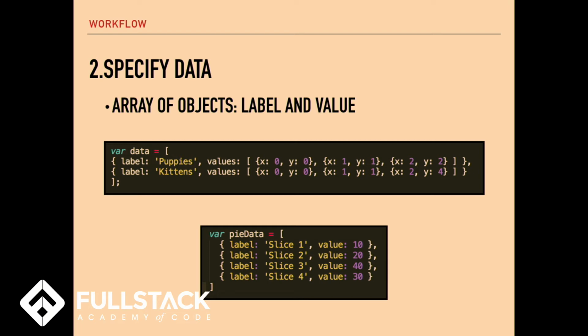In the second option, which was for a pie chart, you also have an array of objects with a label and a value, but this time your value, instead of being coordinates, is just a proportion, which makes sense for a pie chart.